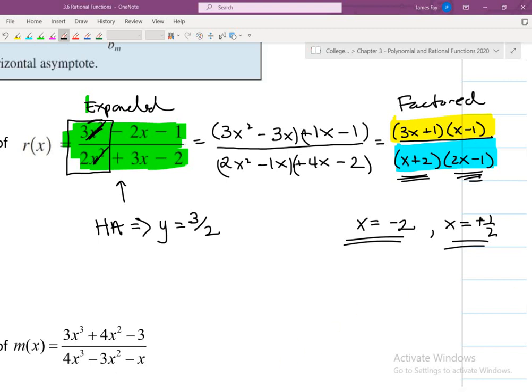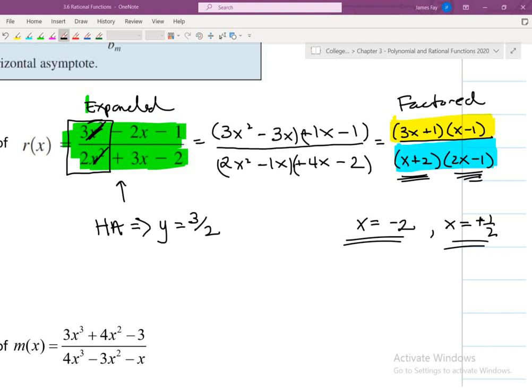All right, so that is all I wanted to do on this problem: make sure we understand the locations of how to find horizontal asymptotes and vertical asymptotes in all rational functions. It's the same every single time. Does that make sense?